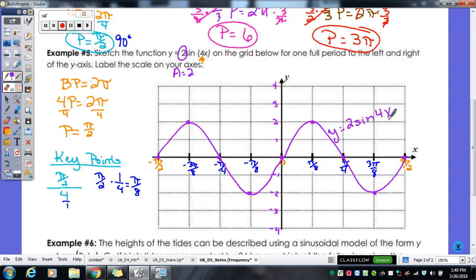So it does look like all of our other curves that we've been doing, except you've changed the scale on your x-axis, so it doesn't actually go all the way out to 2 pi. It only goes out to pi over 2.